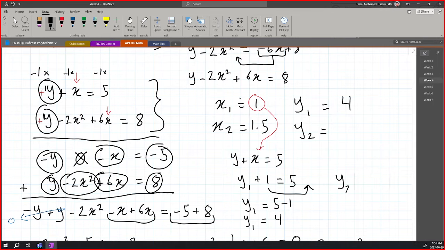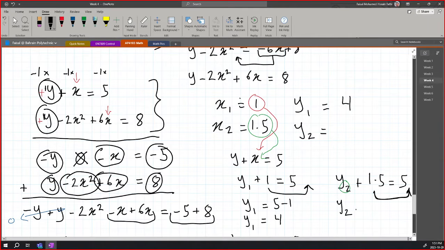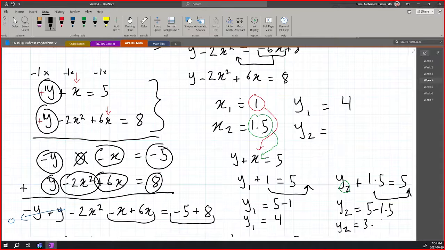We do the same for y2, because we must substitute x2, which is this x2 here, for y2. Alright, so y2 plus 1.5 is equal to 5. We take this to the other side: y2 is equal to 5 minus 1.5, so y2 is equal to 3.5. Okay. Of course, if you type these in the calculator, y2 may come out as 7 over 2, right, 7 over 2, and this is 3 over 2 in fraction form.